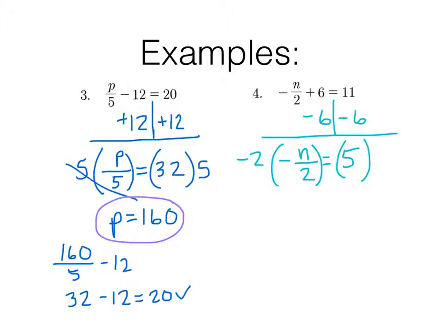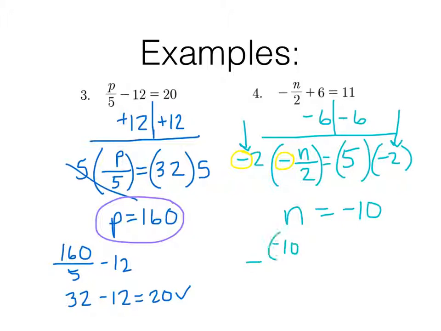Let me use yellow. Notice this. Negative times negative, positive. So this comes out to be n. And what did we multiply by? A negative 2. Because that part has to be the same on the left and on the right. n equals negative 10. So when we check this one, it's a little bit more complicated.